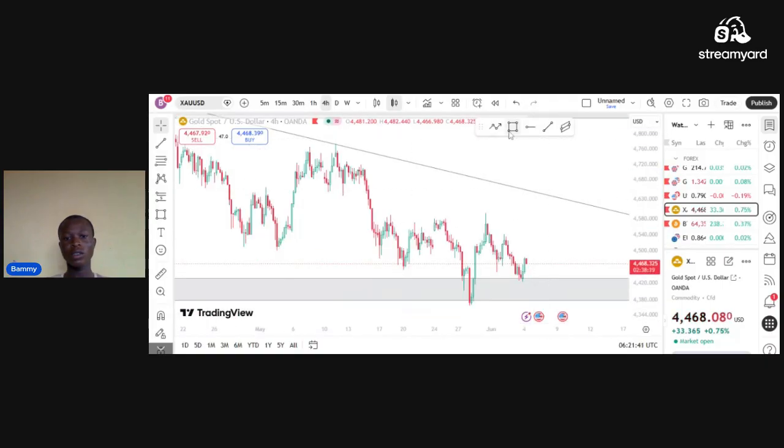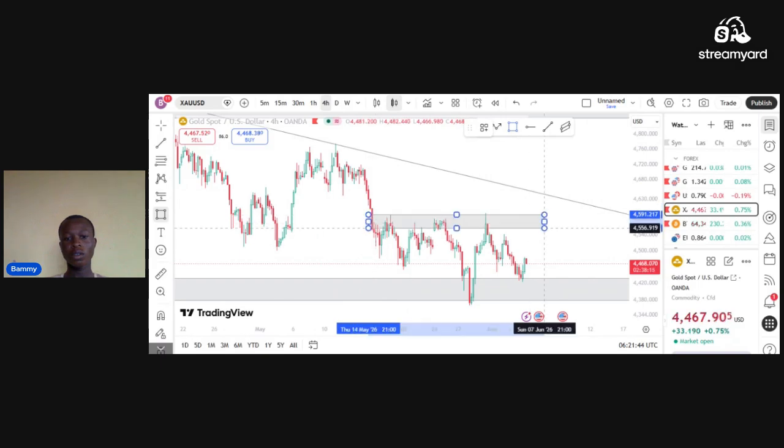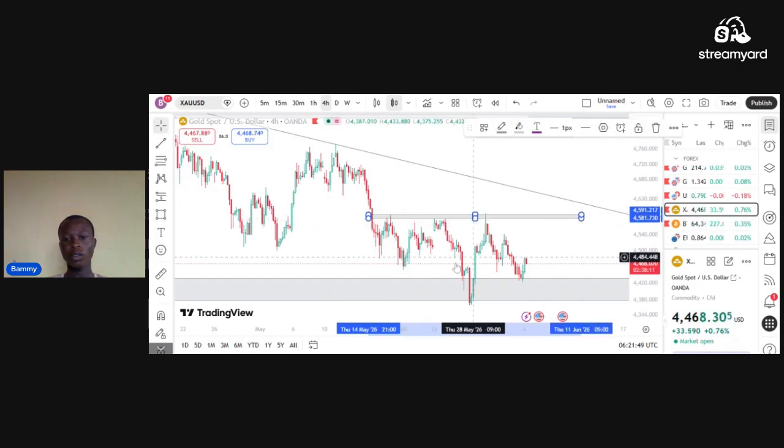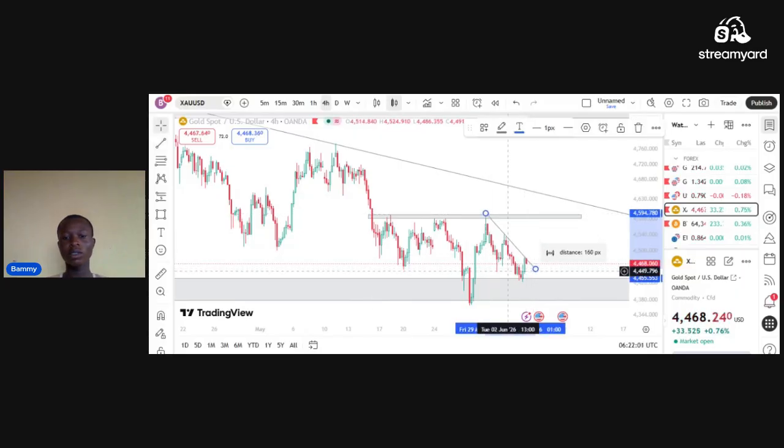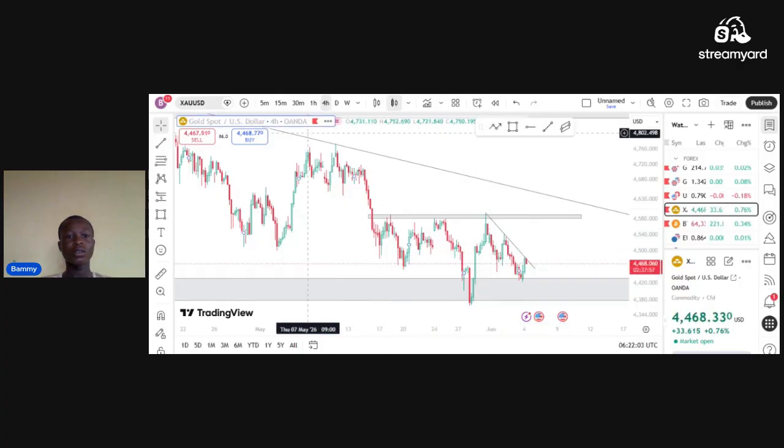I can see a resistance here. I can see a resistance here, and I can also see another internal trend line I could draw here, and the market is on it already. So now, next thing for me is to go to 1 hour time frame.